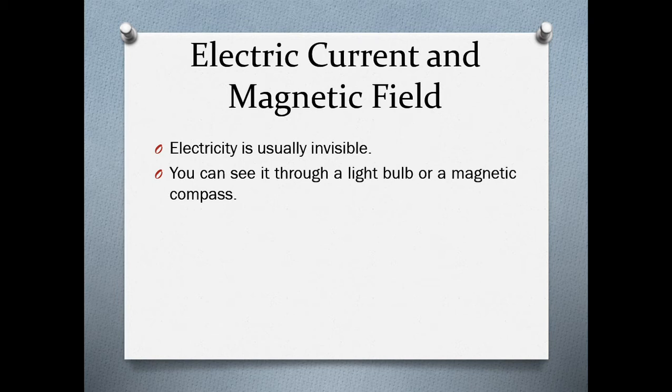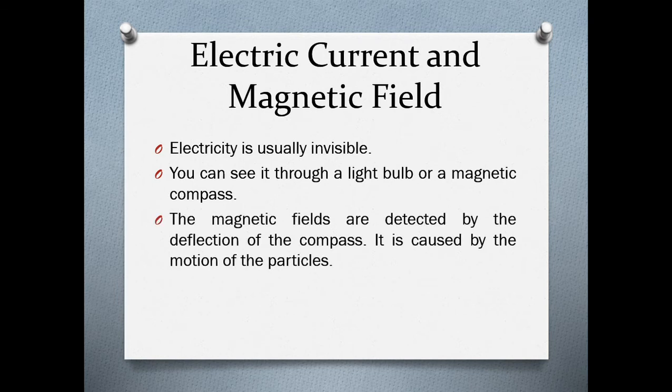So, of course, with a light bulb, when electricity flows through the conductors, then it produces light, so we can see it in there. But the magnetic compass is a tool that helps us out to measure the magnetic fields and also the electric currents in a certain object. The magnetic fields are detected by the deflection of the compass. It is caused by the motion of the particles.